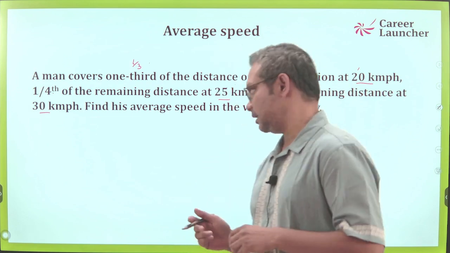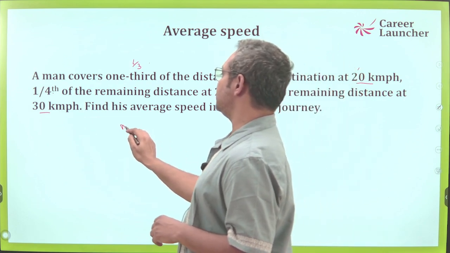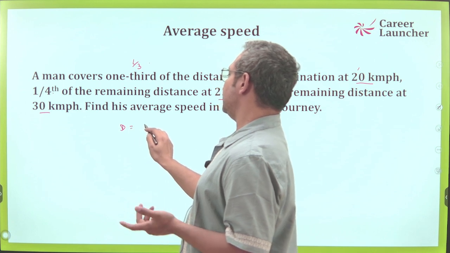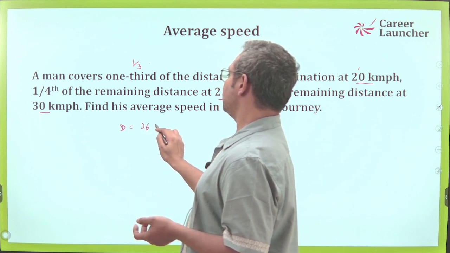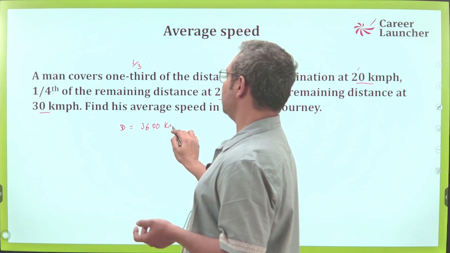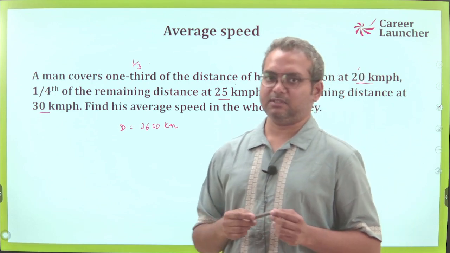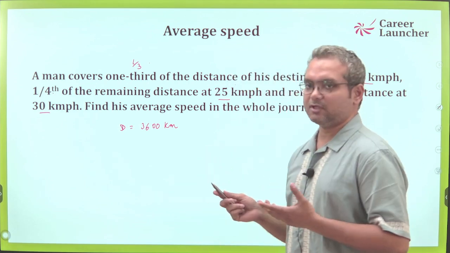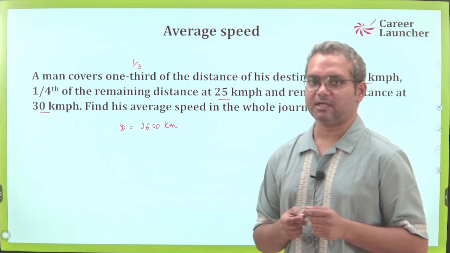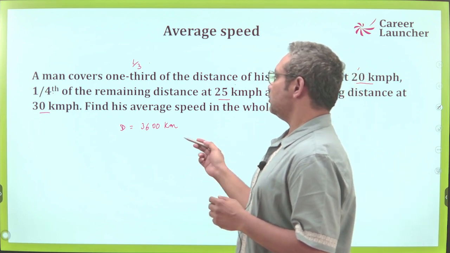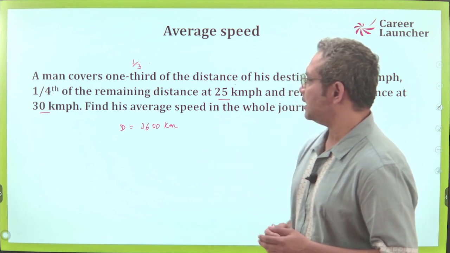So basically you can start with, let the distance be say 3600 kilometers. Why did I take such a big number? Just to avoid fractions. So we don't get some decimal values or fractional values, then the addition and subtraction would become difficult. Those who are questioning how can I just randomly assume a distance?